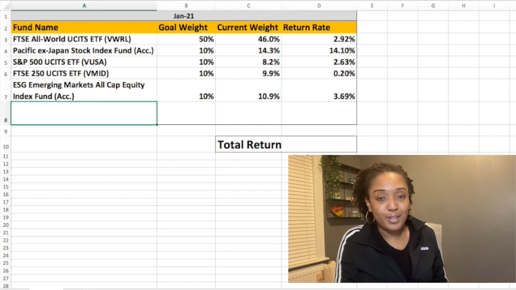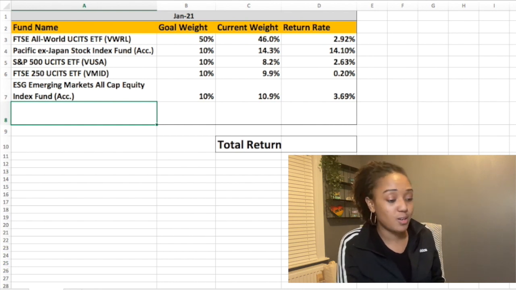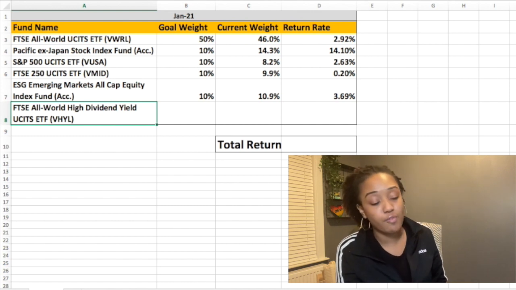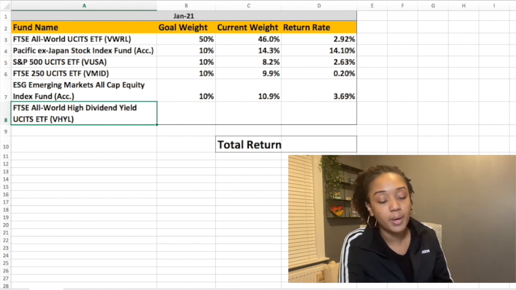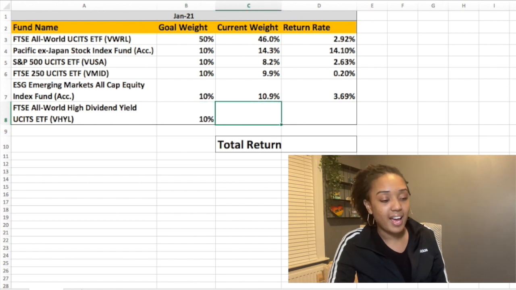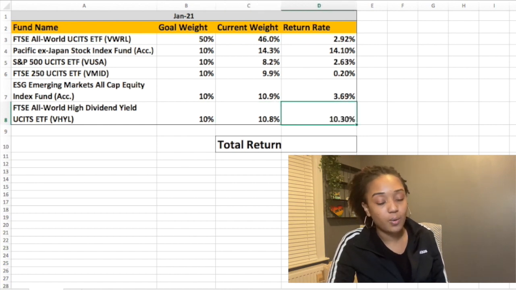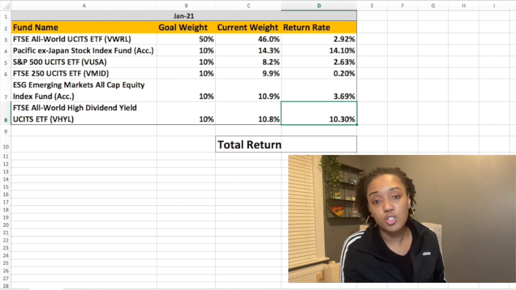Right, so the final fund that I have in my portfolio is the FTSE All World High Dividend Yield ETF, ticker symbol VHYL. Now this was the other one that I had originally in my investment portfolio. So the good thing with this one is that it essentially invests in companies that pay higher dividends. So this one is more of an income generating fund or investment. And although it's income generating, I won't be withdrawing the income because I don't need it right now, but I will be reinvesting any of that income that I get from this. So the goal weight is 10% and my current weight is 10.8%. So very close again, but the return rate is 10.3%. So really happy with this. If I can achieve between 10 to 12% year on year, I'm a happy bunny. So that really is my goal.